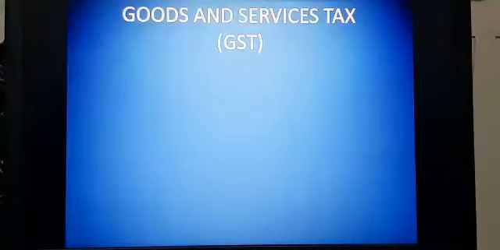Hi, today my topic is Goods and Service Tax, which is also known as GST. Let's start with the definition.